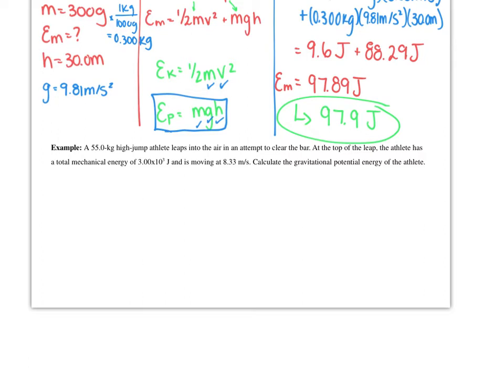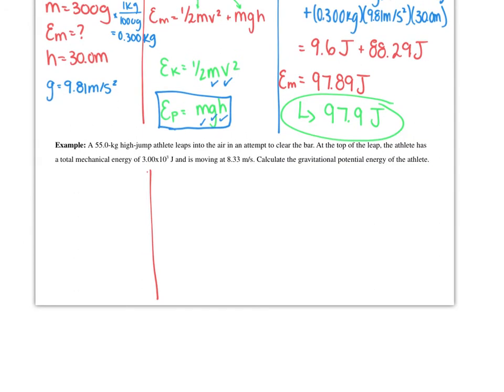So let's list out what we have for information and decide what we're trying to look for and find a formula that will work for us. So we have a mass, 55.0 kilograms. And at the top of the leap, they have a total mechanical energy of 3.00 times 10 to the 3 joules. And they are moving with a speed of 8.33 meters per second. We are looking to just calculate the total potential energy of this athlete.